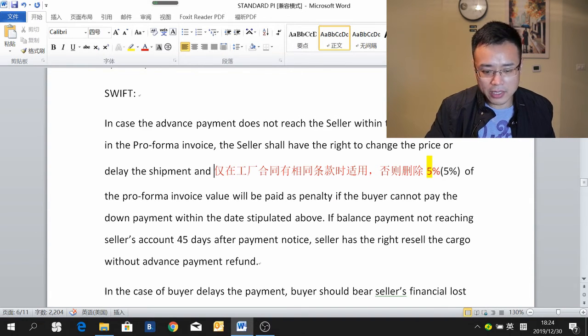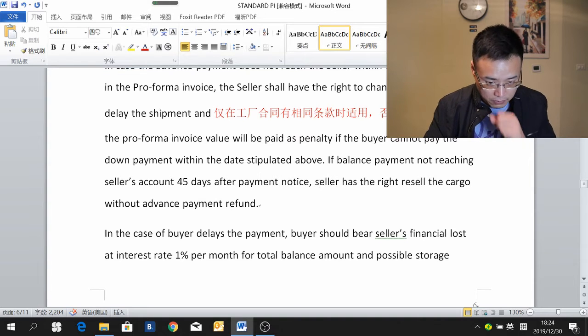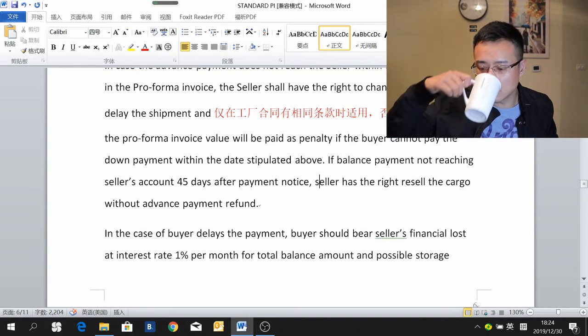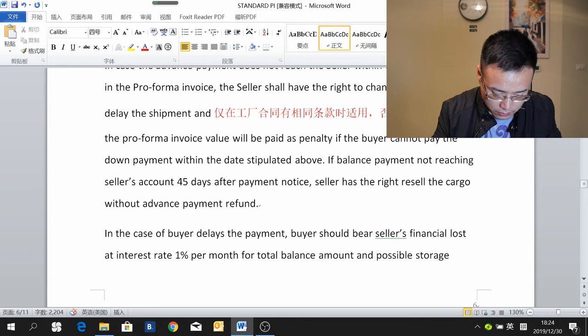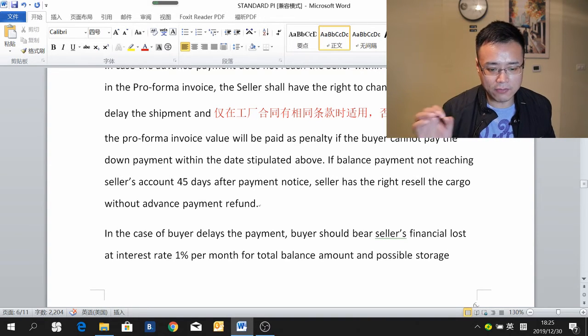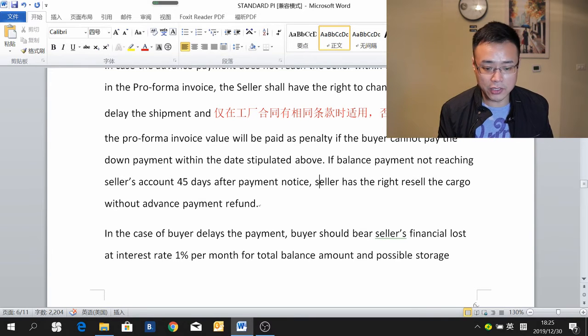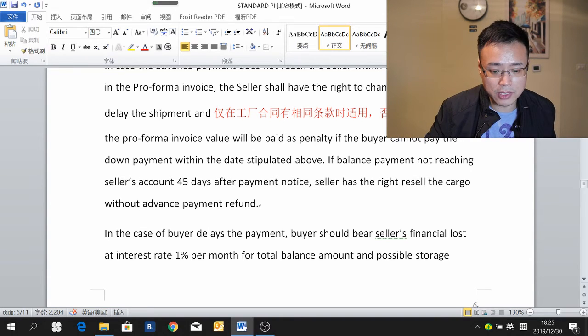Down payment within the date stipulated above. If balance payment is not reaching the seller's account 45 days after payment notice, the seller has the right to resell cargo without advance payment refund. Okay, this is very important. If your buyer doesn't pay you after 45 days, of course you want to resell your material, resell your cargo.